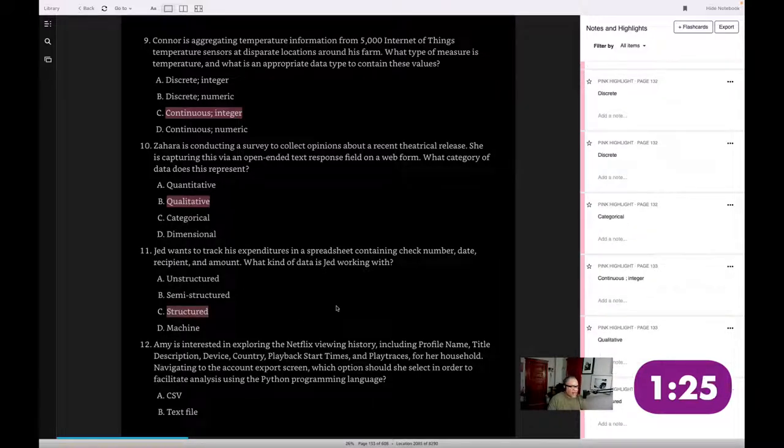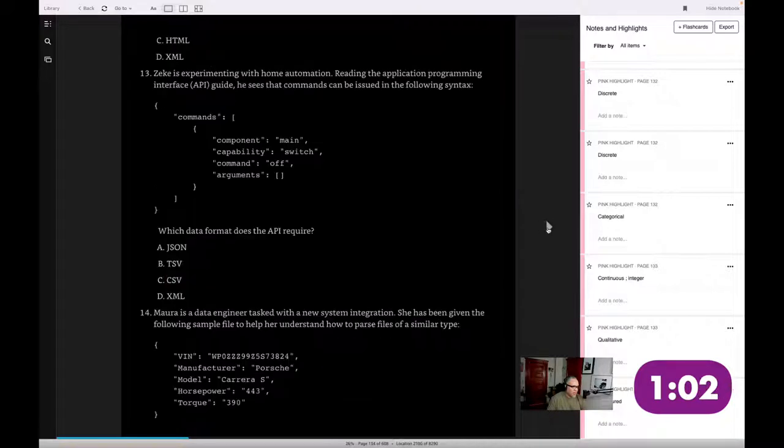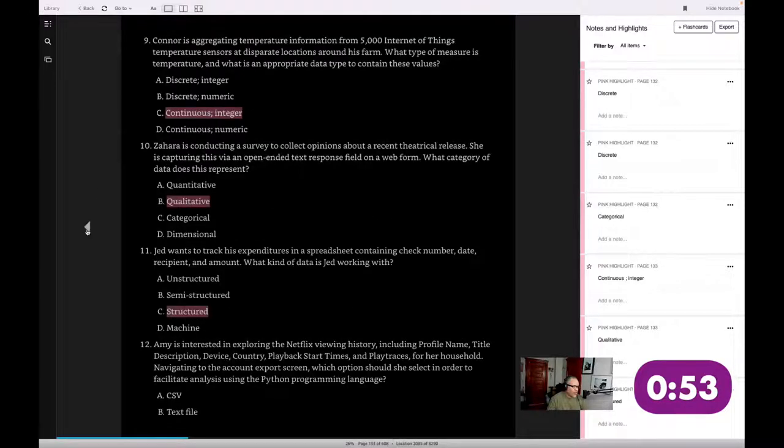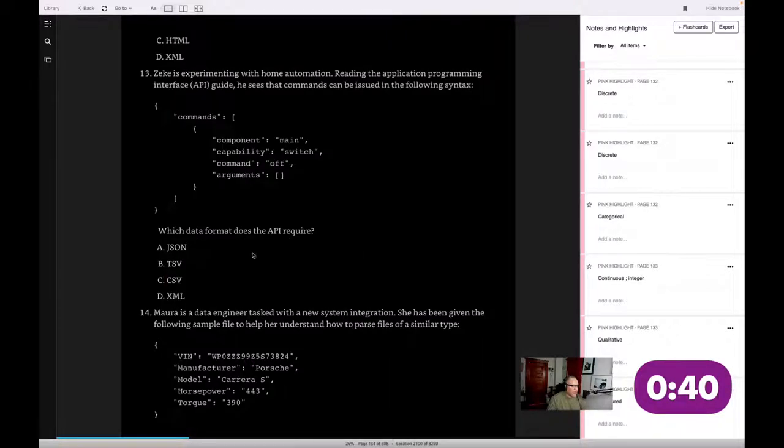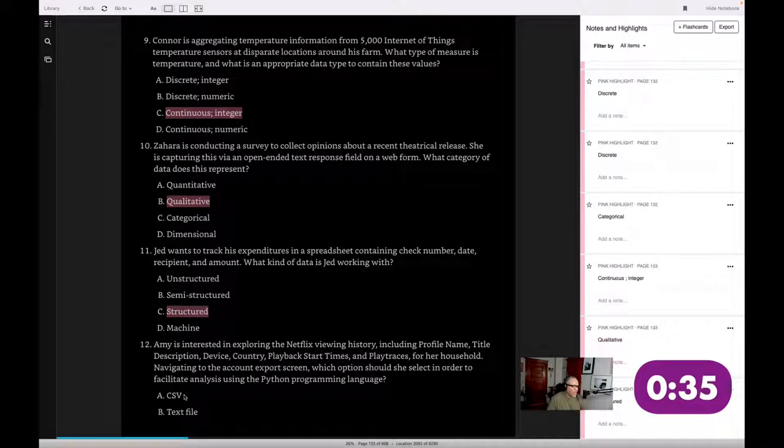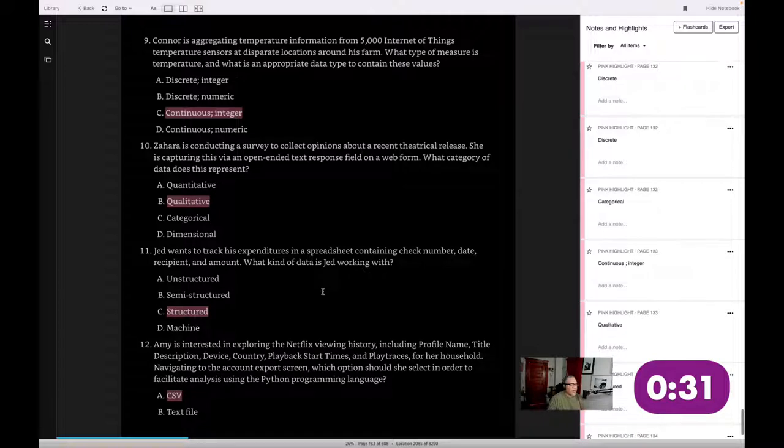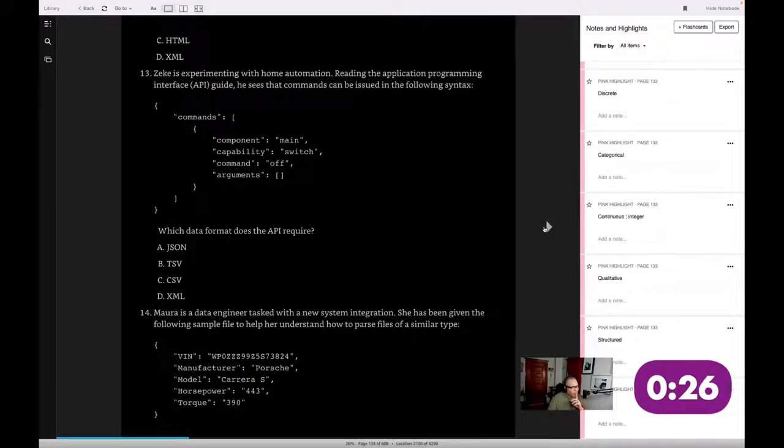Amy is interested in exploring the Netflix viewing history, including profile name, title, description, device, country, playback, start times, and play traces for her household. Navigating to the account export screen, which options should she select in order to facilitate analysis using the Python programming language? Given those choices, CSV. I'm going to go CSV. Not certain about that between that and XML, but I'm just going to stick with what I believe.